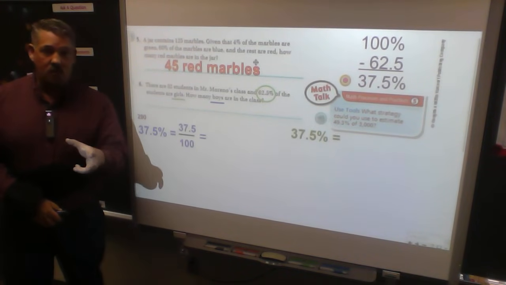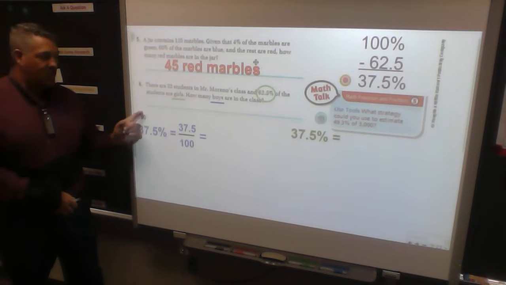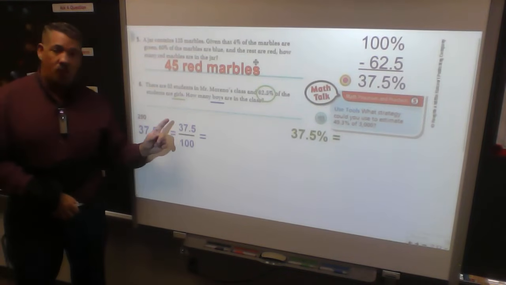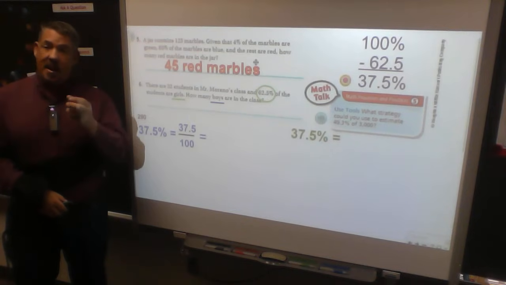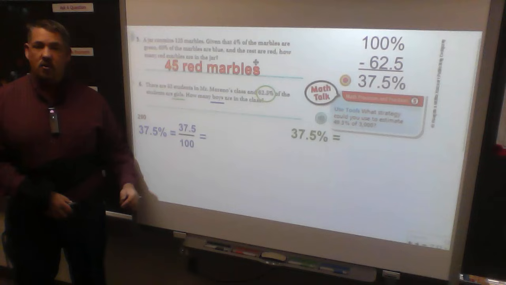So the steps are always going to be the same. I end up with 37.5. I take my digits and I put them over 100. And the first thing that I notice is I have a decimal in the top. My numerator cannot have a decimal. The easiest way to change that is by moving my decimal one time to the right.